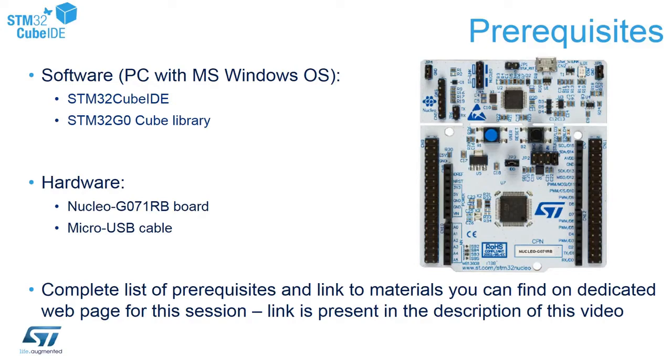It is called Nucleo G071RB. You can see it on the screen. And one micro USB cable, which allows us to connect this board to your PC. A complete list of prerequisites and a link to all of the materials, slides, exercises, and hands-ons, you can find on the dedicated web page for this session. A link to this web page I have put within the description of this video.